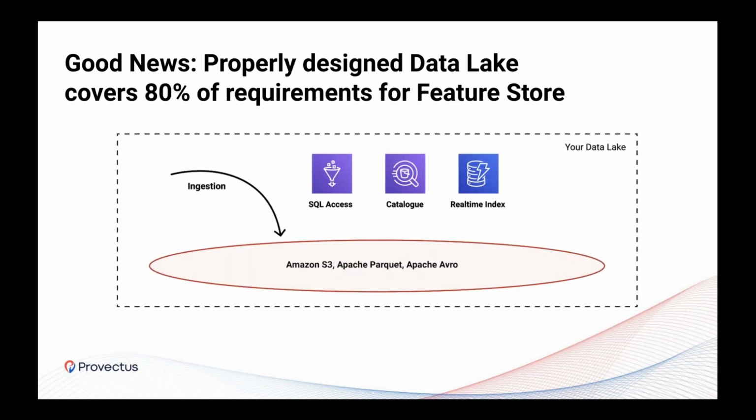So, good news here: a properly designed data lake covers probably 80% of system requirements for a feature store. In a nutshell, it needs to have a way to ingest data. It should provide a data catalog. It should support API and batch SQL access, and it should have a consistent real-time index for online feature serving. The remaining 20% is ML-specific API and metadata.